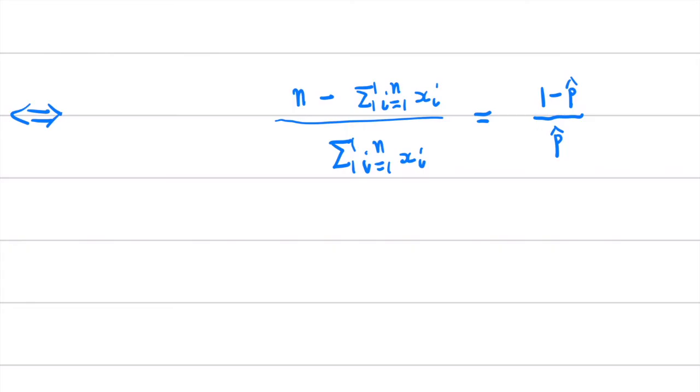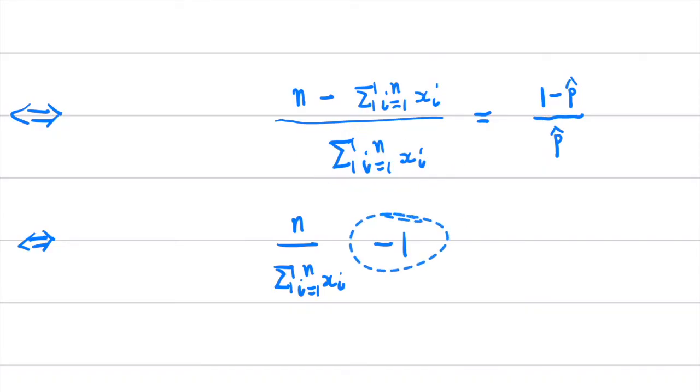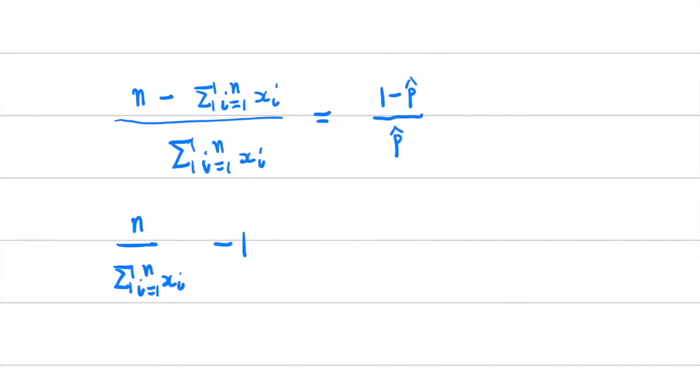And I'm going to begin with, I'm going to notice that I can write this as n over the sum of i equals 1 to n xi minus 1. You see here, this divided by this just becomes minus 1. And equally, on this side of the equation, I can write this as 1 on p hat minus 1. So you've noticed here that's 1 on p hat up here, but p hat on p hat just becomes 1.